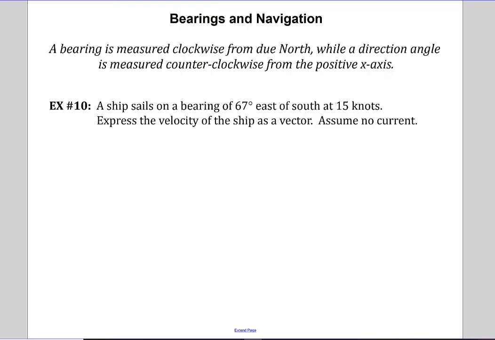Now, example 10, we're talking about bearings and navigation again. So remember, a bearing is measured clockwise from the north, and the direction angle is measured counterclockwise from the positive x-axis. And in this situation, we have a ship that sails on a bearing of 67 degrees east of south. So they're giving us a different type of measurement, saying east of south.